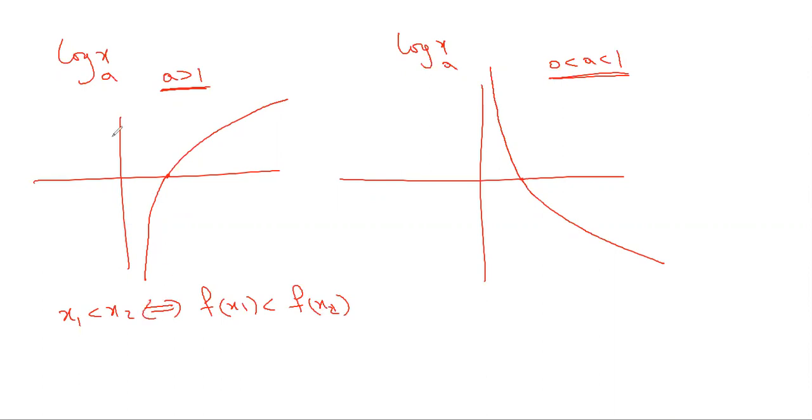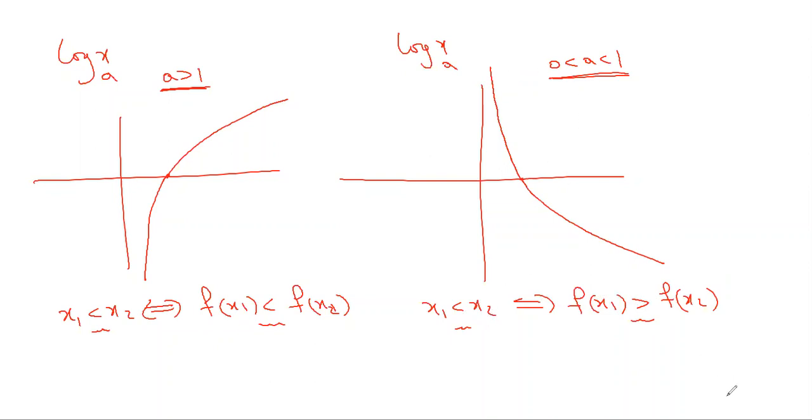That means for increasing functions, when you apply the function or remove the function, the inequality remains the same. But for a decreasing function, x1 less than x2 implies f of x1 is greater than f of x2. In case of a decreasing function, when you apply the function or remove the function, the inequality will be reversed. Greater than will be converted into less than, and less than will be converted into greater than in case of a decreasing function.